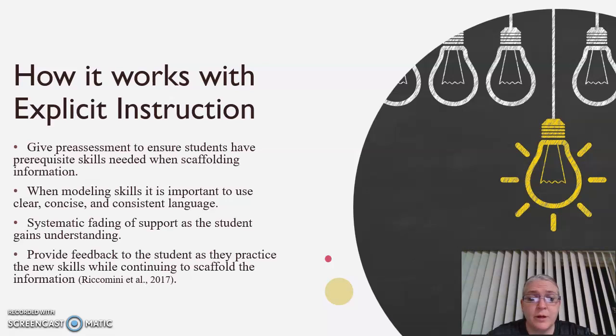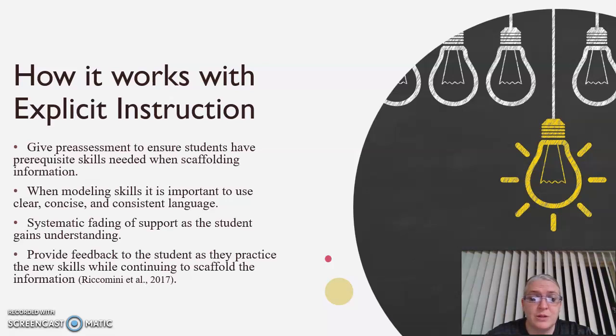Systematic fading of support as the student gains understanding. So as they grow in those skills, being able to provide less support. So if a student is working on division, showing them how to do it, walking them step by step, and then having them work on some problems by themselves.